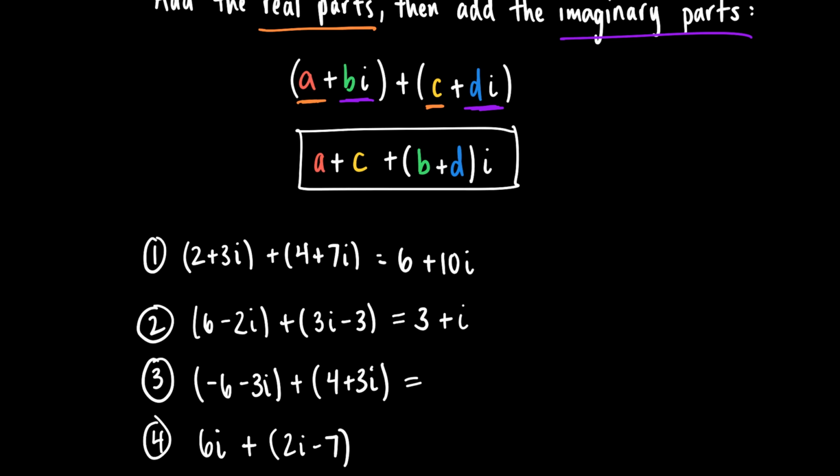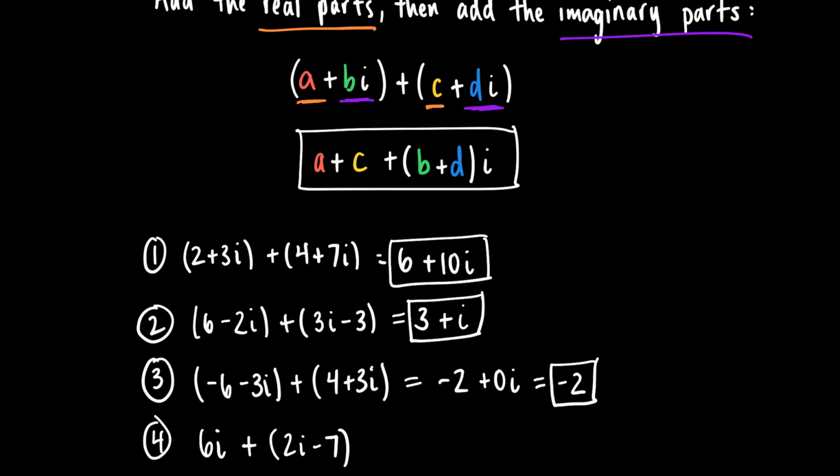Okay, how about this one? So negative 6 minus 3i and plus 4 minus 3i. So let's take the real parts first. So we have negative 6 plus 4. That's going to give us negative 2. And then we've got negative 3i plus 3i. So that's plus 0i. We don't really need to write the 0i, but we can. Okay, I usually don't include it, so I would just put as my final answer there, I would put negative 2.